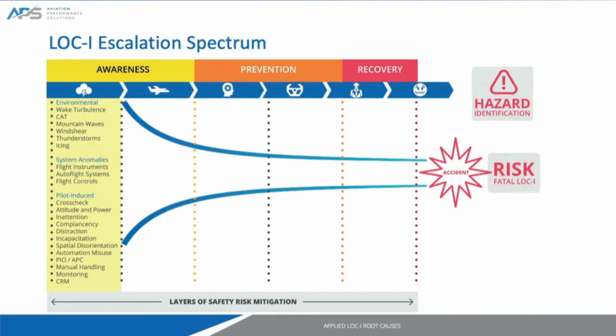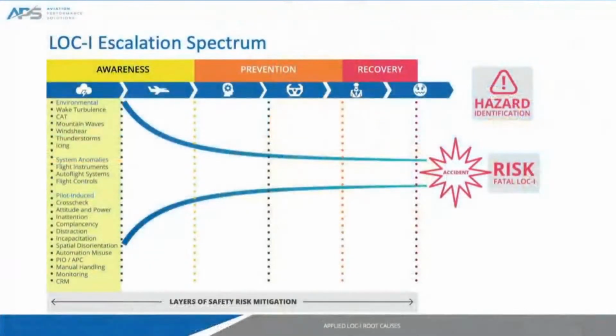Now, totaling them together, it really comes together with over 20 known causes of airplane upsets, which is pretty amazing when you think about it, that there are so many hazards that have a risk or a potential outcome of loss of control in flight. Well, why does this matter?